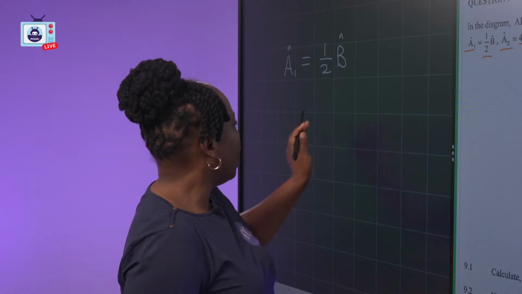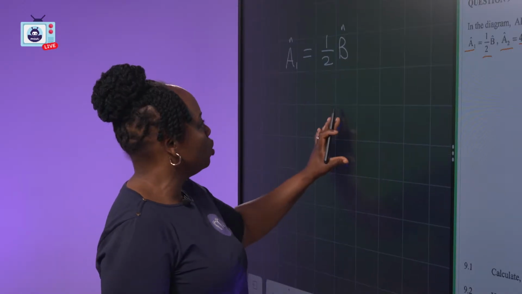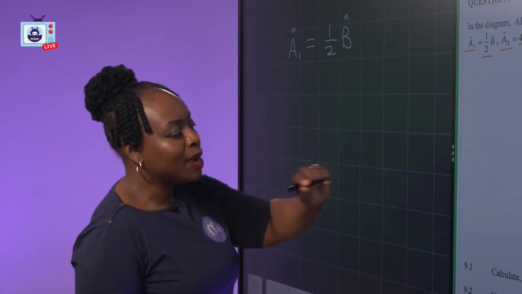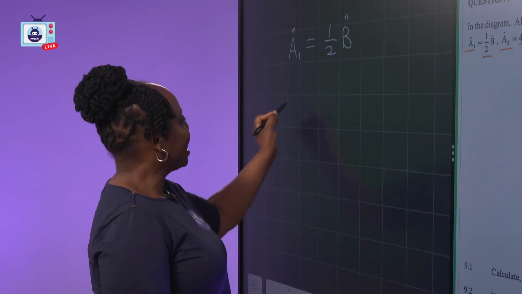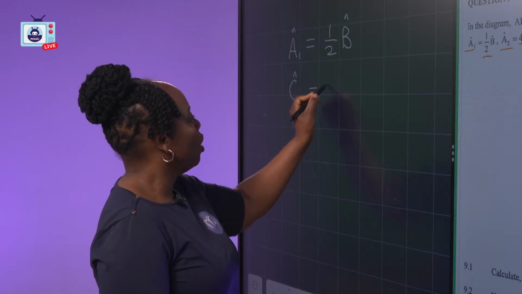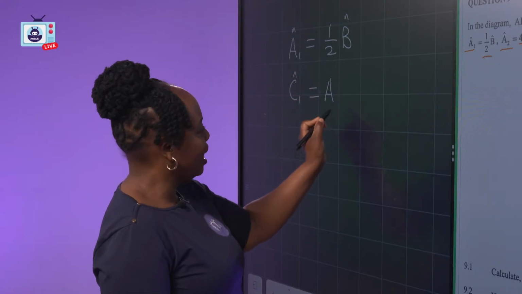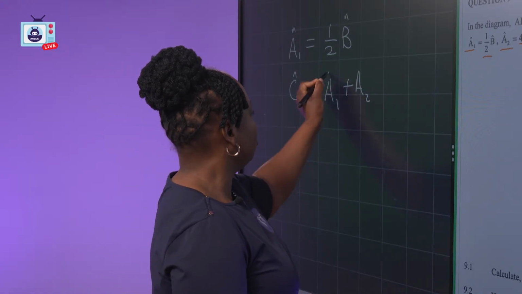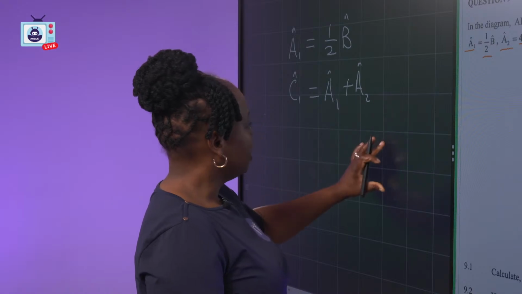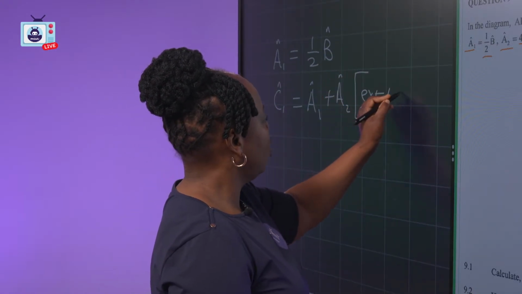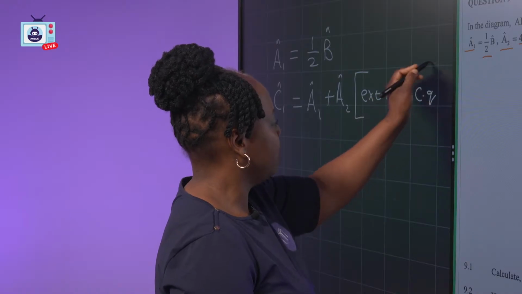All right. So answering that means we're going to say, okay, that is what we are given, but it won't really help us a lot. But I know that angle C1 is actually equal to the whole of angle A. So I'm going to say angle A1 plus angle A2. Right? They are all equal. Reason: exterior angle of a cyclic quad.